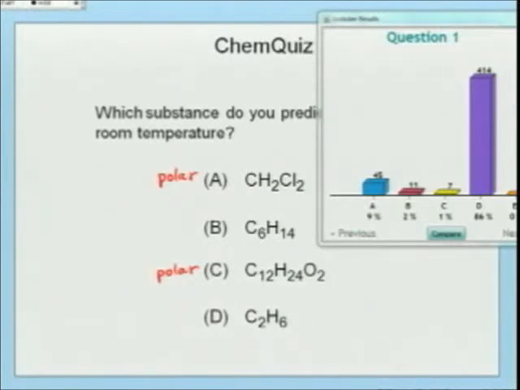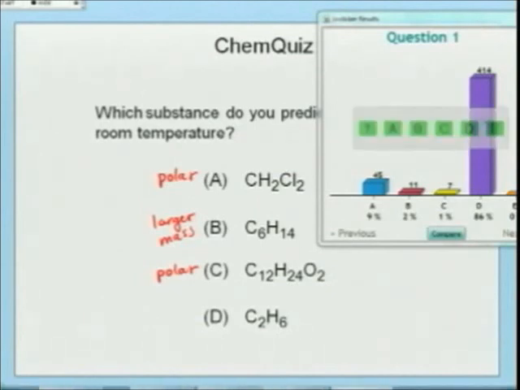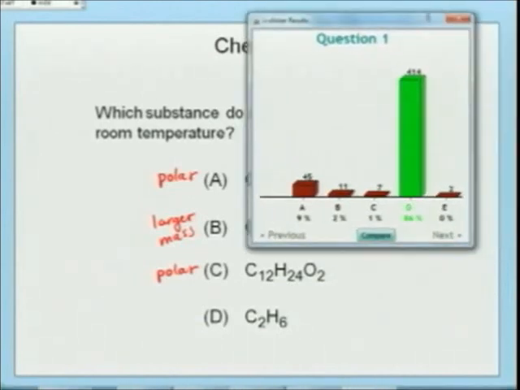What about B and D? How are they different? Size. All right. If you look, this one is larger, and by size, we mean mass. And so the smallest one and the least polar one is the one that's likely to be the gas, all right? Okay, so D is the right answer on that one.